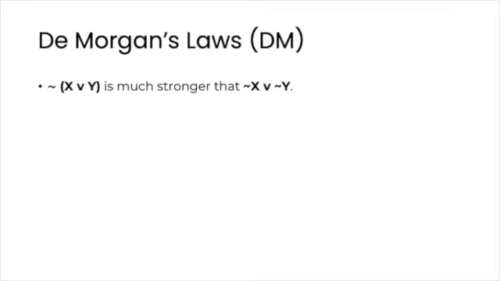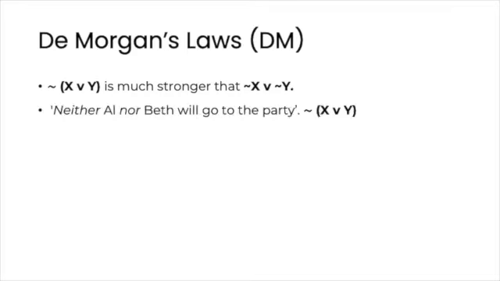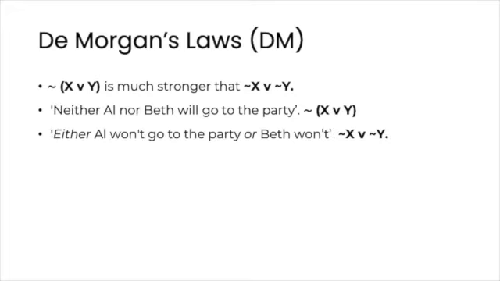An English instance of the first would be neither Al nor Beth will go to the party. An instance of the second would be either Al won't go to the party or Beth won't. Not X or not Y would be true in a situation in which, say, Beth goes to the party, but Al doesn't. But in that same situation, not (X or Y) would be false, because at least one of them showed up. So if you want a general but imprecise impression of what DeMorgan laws do, you can think about them in this way.